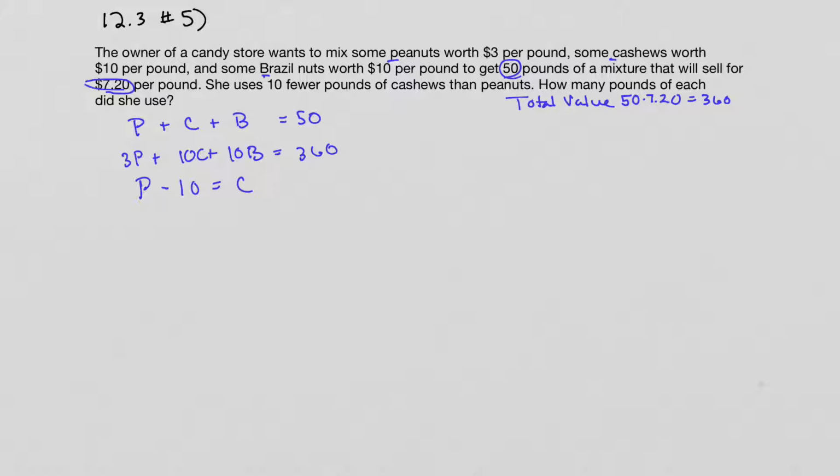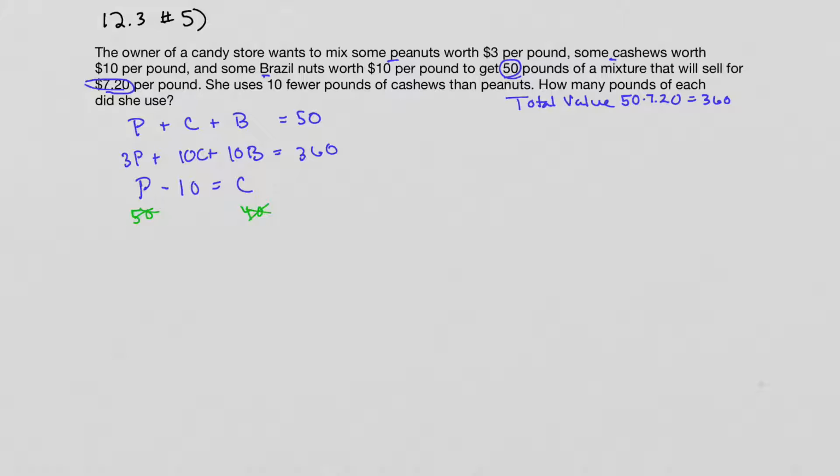Now let's just double check this by putting in some numbers and seeing if they work. So she had 50 pounds of peanuts, and then she would have 40 pounds of cashews. Is that what this sentence was saying? 10 pounds fewer cashews than peanuts. Yeah, okay. So you have to make sure you have the minus 10 on the right side. Okay, so yeah, that was okay.